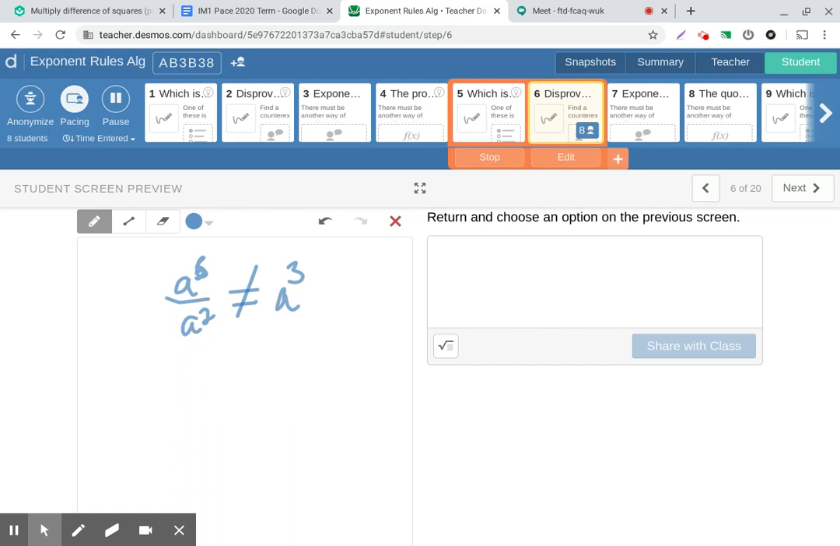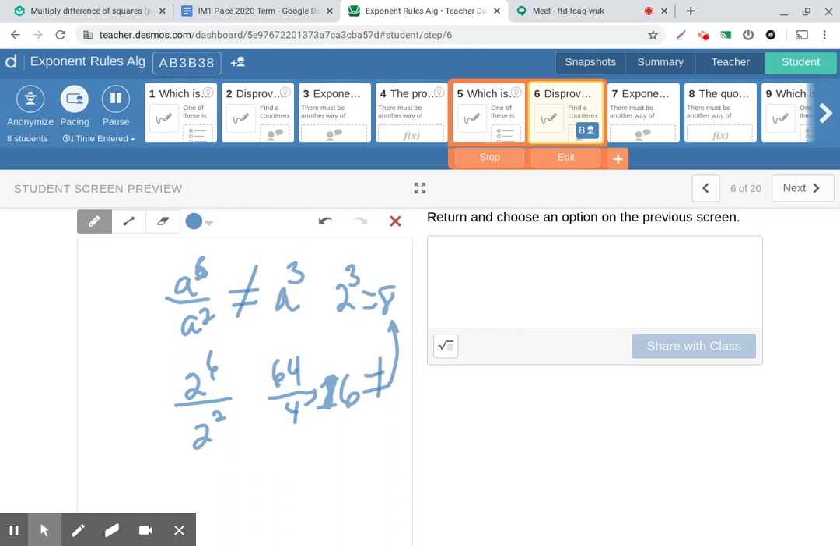2. All right. So 2 to the 6 divided by 2 squared. 2 to the 4th is 16, and then 32, 64. So 64 divided by 4 is 8. And what is 2 cubed? Wait, that's not 8. Hold on. 64 divided by 4 is not 8. It's actually 16. And 16 does not equal 8. So that's my counter example.